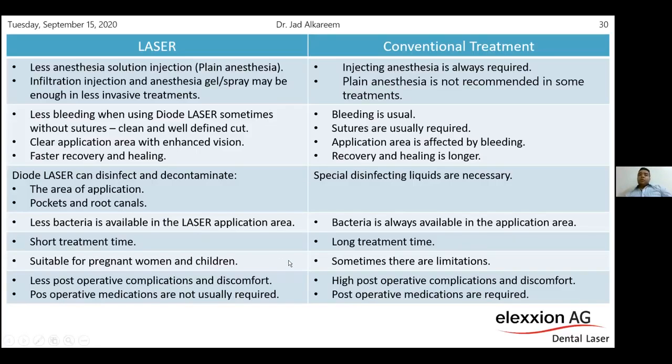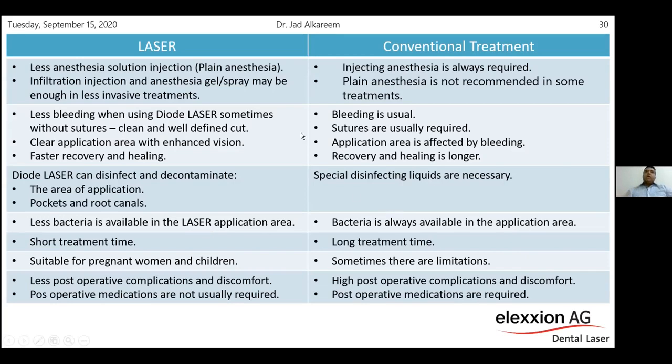The laser can be used both for pregnant women and children, but with the conventional treatment, sometimes you have some limitation with pregnant women or with children. Laser has less post-operative complication and less post-operative discomfort. Plus, in some cases, you don't need to use any post-operative medications. But with the conventional treatment, most of the time, the patient will complain of discomfort, complication, and sometimes you also need to give the patient some medications after the treatment.